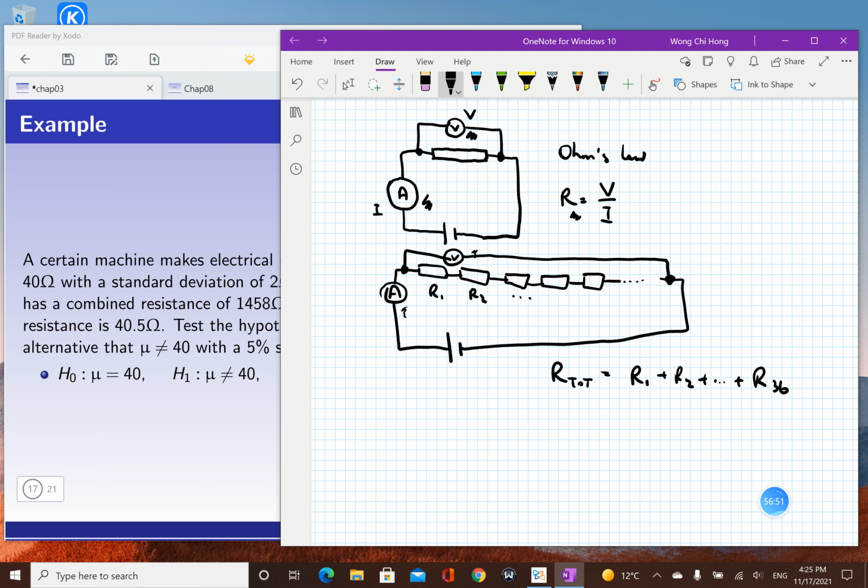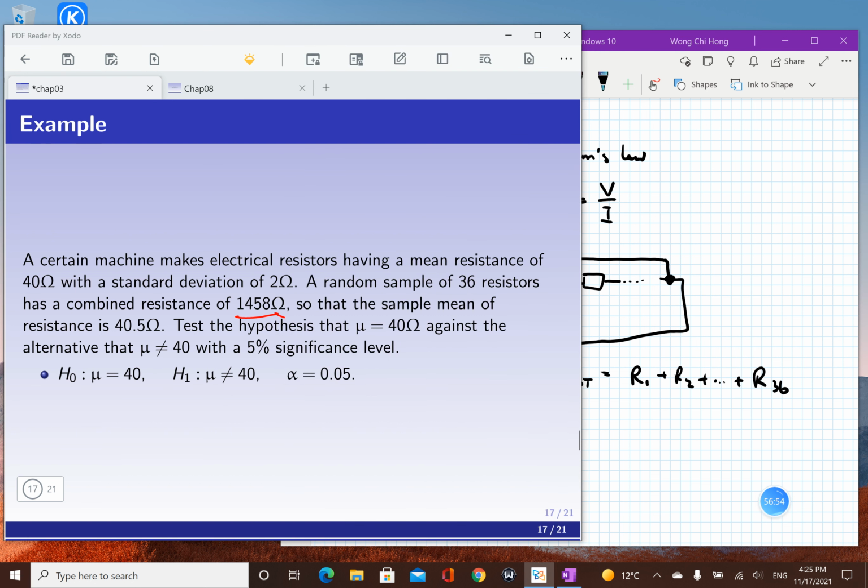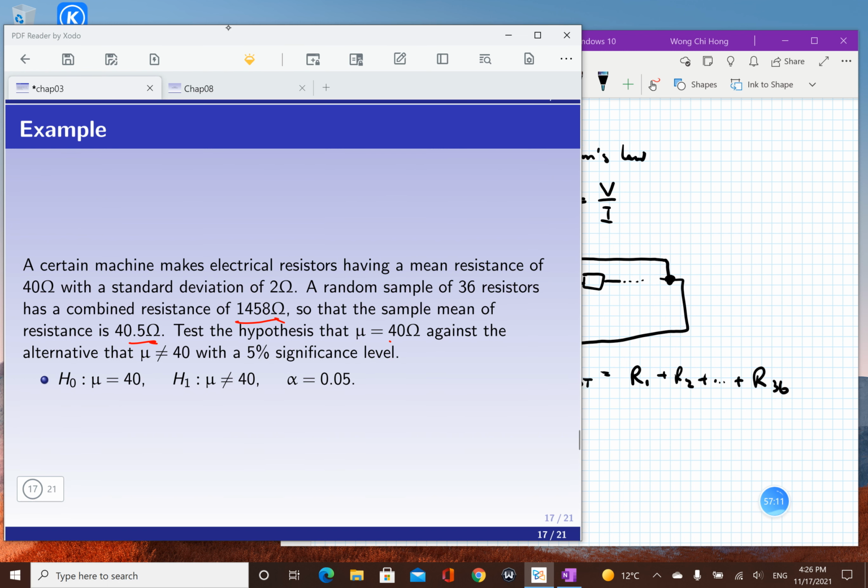So we have a combined resistance of the lot, 1458, so I only need to divide by 36 to obtain my sample mean there. Add them all up, divide by n, so I just take this total and divide by 36. I've got 40.5. This would be my sample mean. Then my question is, is 40.5 different from 40? I'm checking whether the true mean value should be 40.